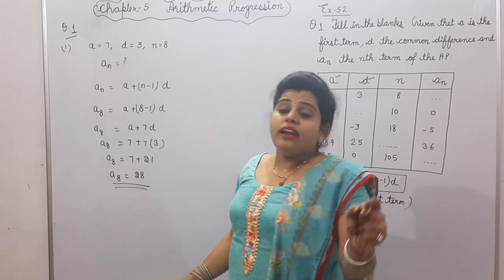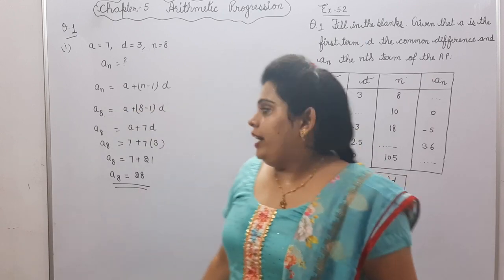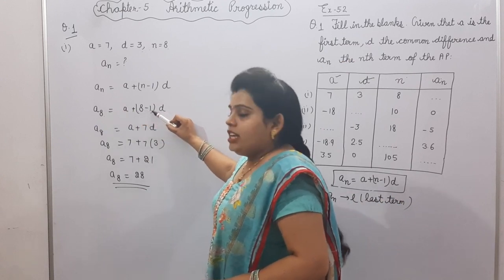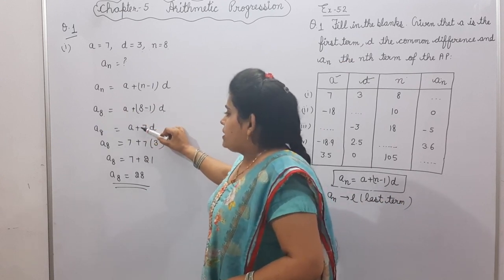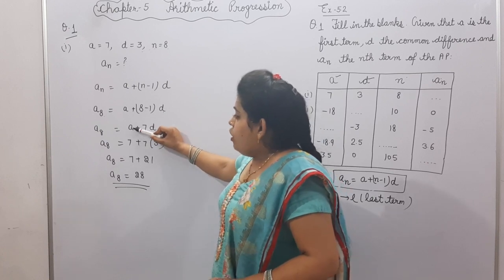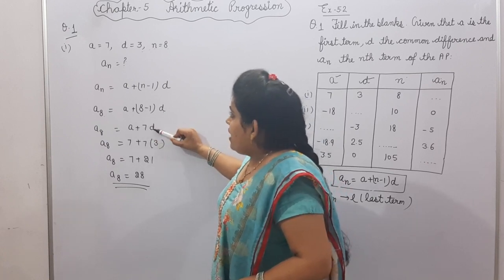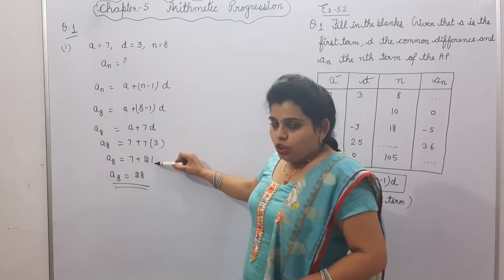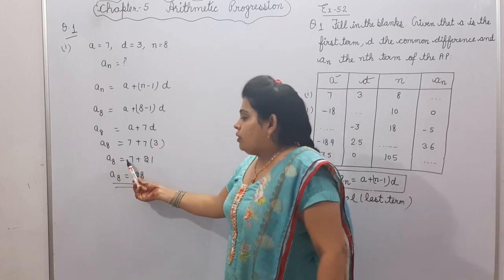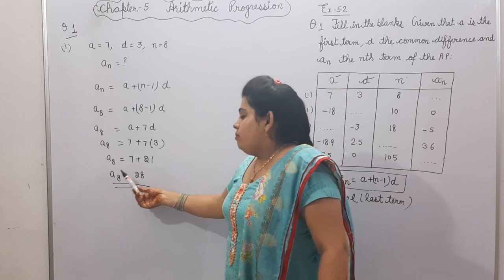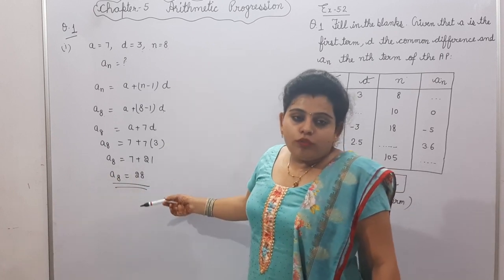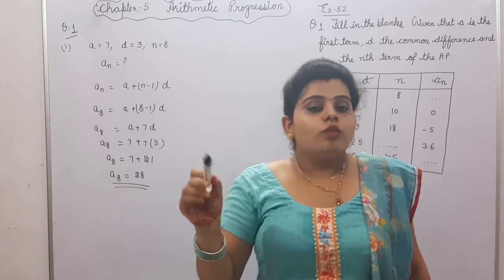Means we have to find the 8th term of the AP here. Then A8 will be equal to A plus 8 minus 1 into D, means A plus 7D. Now, what is the value of A? 7. What is the value of D? 3. On putting these values, we will get the solution. Means A8 is equal to 7 plus 21, means A8 is equal to 28. This is about first part of question number 1.